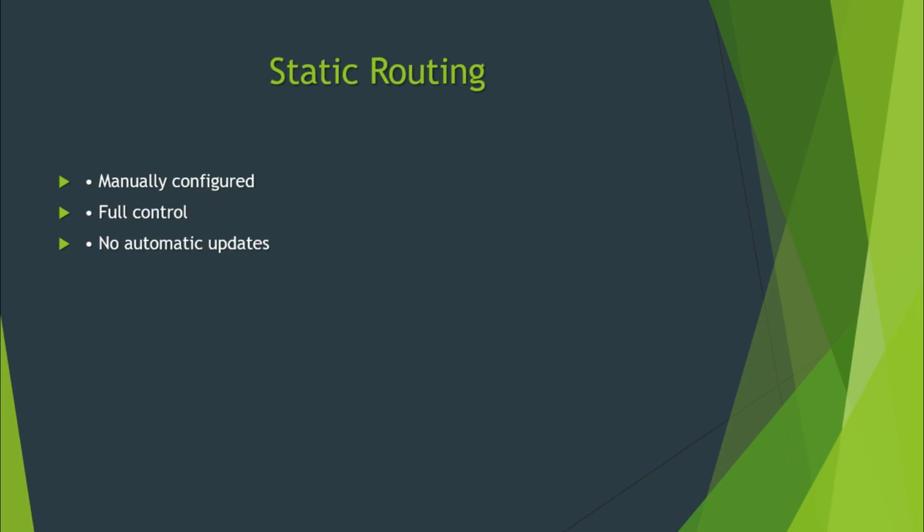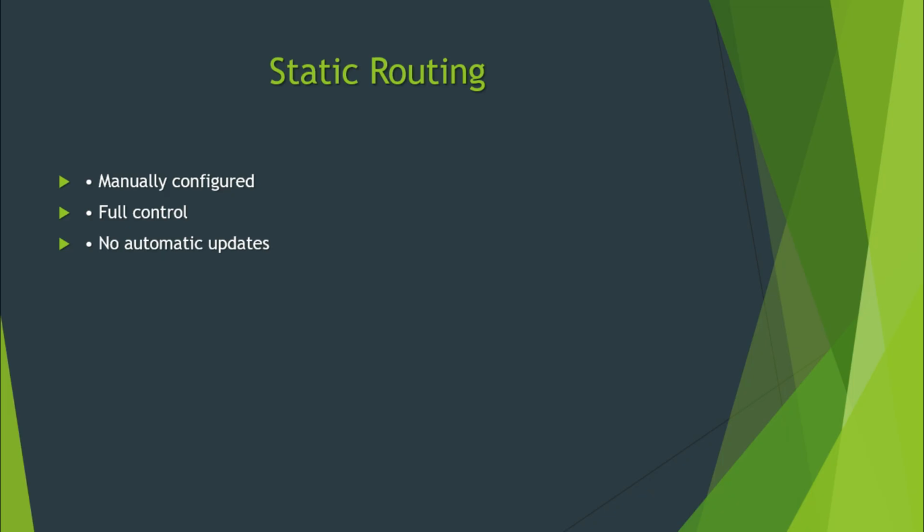Now, let's talk about static routing. Static routing is when you manually tell the router where to send traffic. You're basically saying, if you want to reach this network, send traffic to this next hop. Nothing automatic, nothing dynamic. It only does exactly what you configure. Now, you may be asking, when is static routing good? It works in small networks, simple designs, lab environments, and basically when you want full control of the routing system.